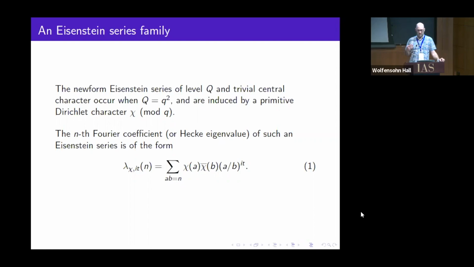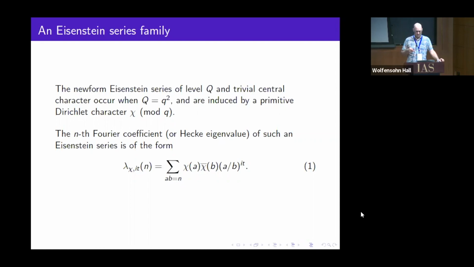And if you want to have a newform Eisenstein series that has trivial central character or trivial Nebentypus character, those only occur when the level is a square. So capital Q is little q squared, where the two characters are mod q, and then the two characters are also equal. And so then the Dirichlet series coefficients of these Eisenstein series are given by this kind of divisor type function. Okay, so that's a classification of the newform Eisenstein series.